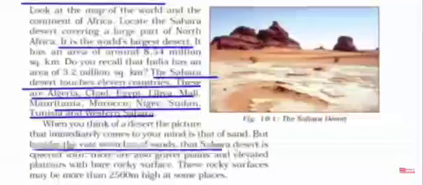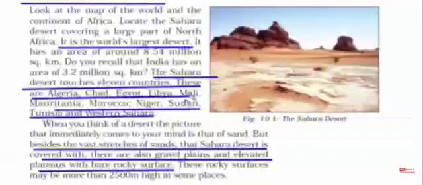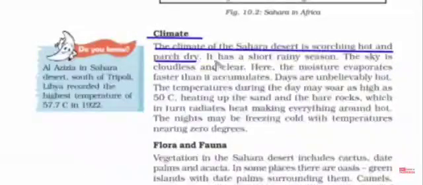Here the deserts not only have sand, they are covered with gravel plains, that is stones and rocks. They also have elevated plateaus, which is upland and that too flat. Now let's read about the climate. The climate of the Sahara Desert is scorching hot and parched dry. So lying in the tropical region close to the equator, and that too a desert, it has to be hot.